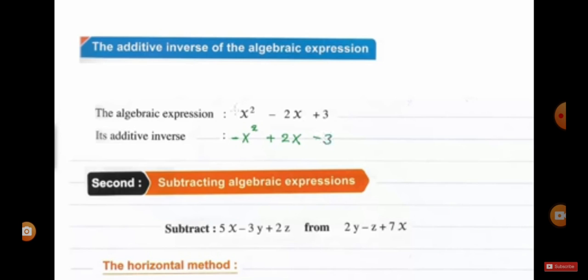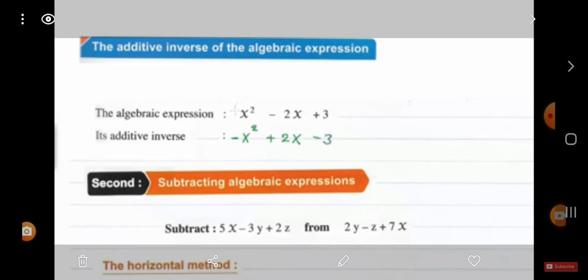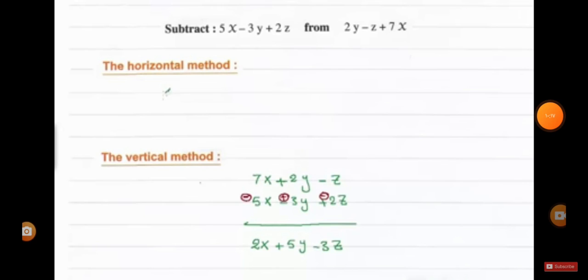For each term I have to change the sign to the opposite. If I see x² − 2x + 3, then I change the sign of x² to be −x². Also −2x, I have to change into +2x. And positive 3, I have to change into −3. Then the additive inverse of the expression equals −x² + 2x − 3.